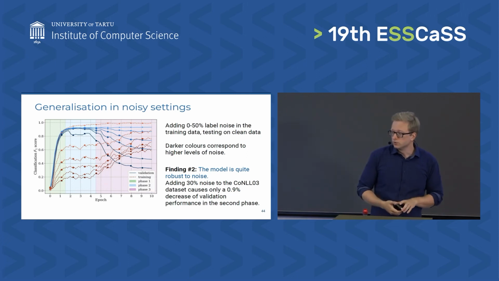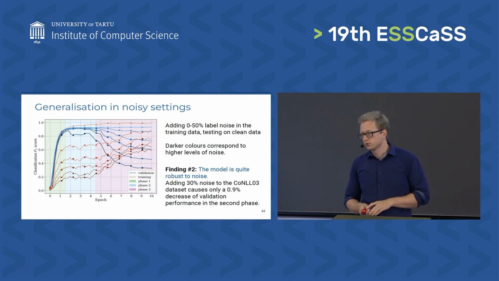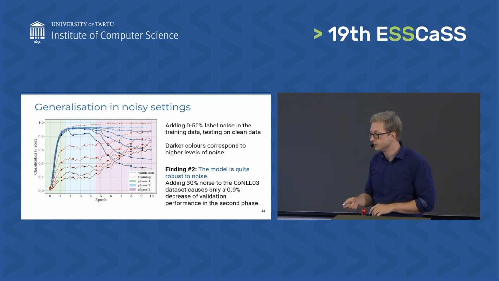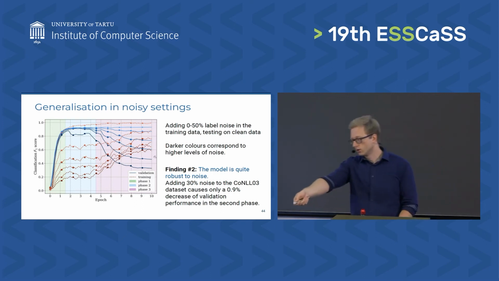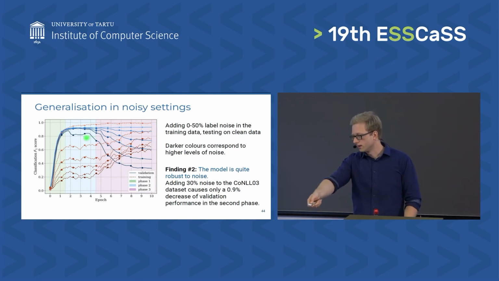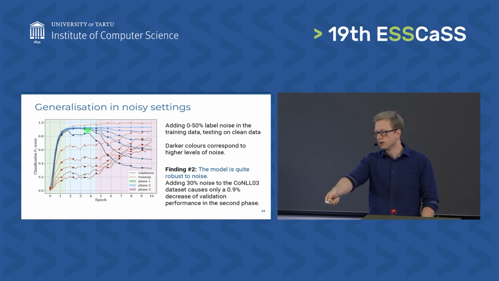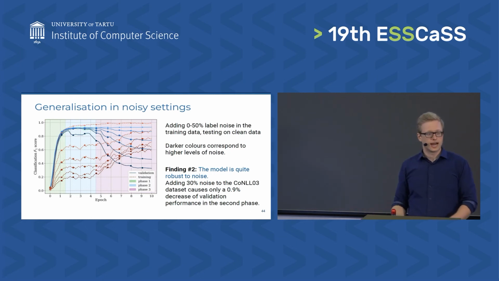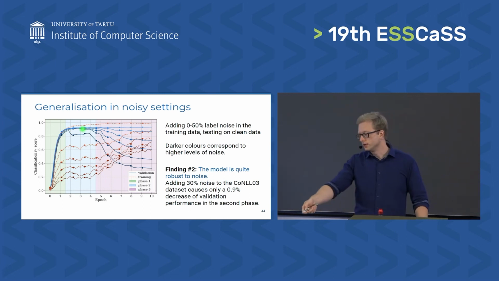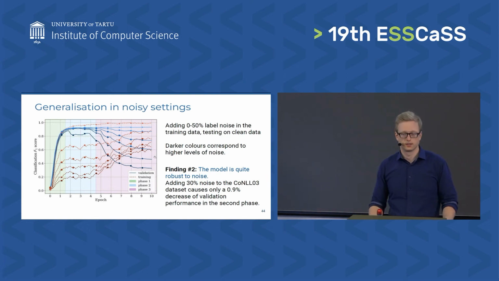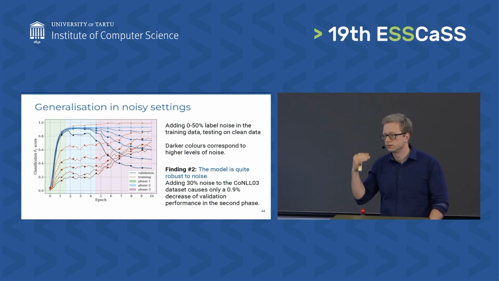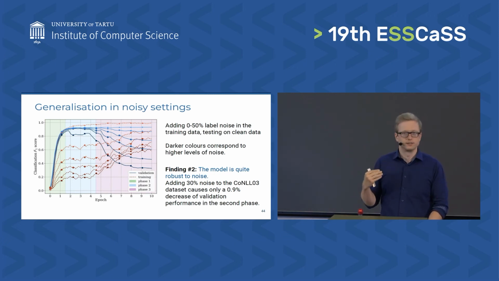Our finding number 2 was that the model is quite robust to noise. You can see that all of these blue lines are very close together. So the development set performance doesn't actually suffer much when trained on noisy data. Only one model with 50% label noise gets slightly lower performance on the development set. Everything else is very close together. So the model is quite robust to having noise in the training set.